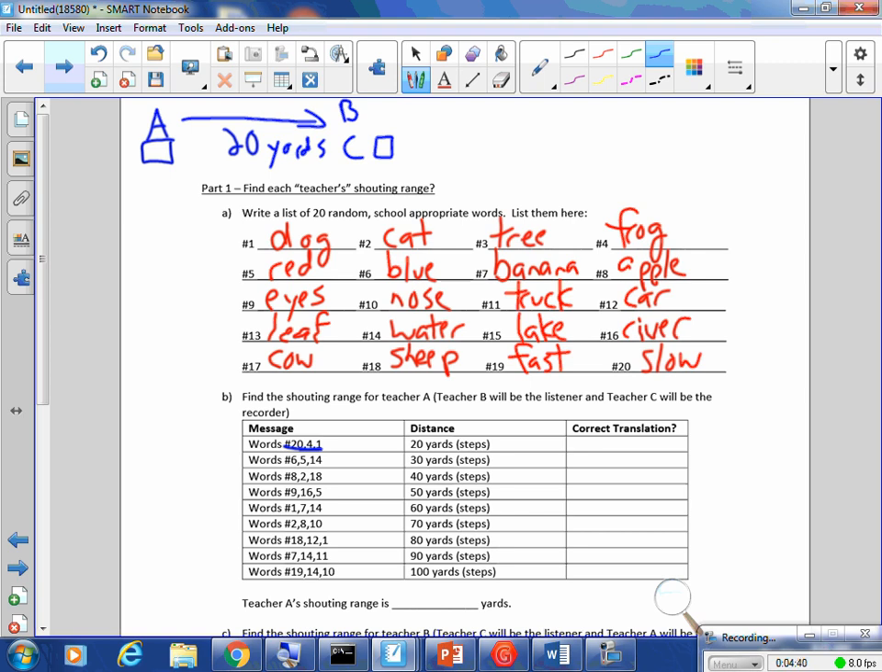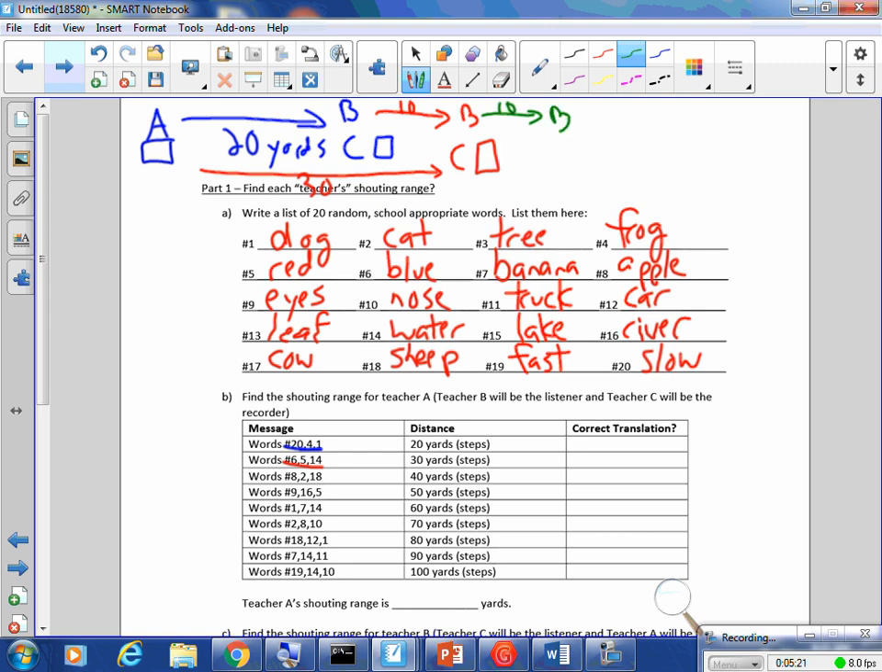And now we're going to take another 10 steps, for a total of 30 yards, and they will repeat the process again. The next set of words looks like 6, 5, 14. So teacher A will yell blue, red, water. And if teacher B says to teacher C, I think he said blue, red, water, then teacher C would say that is correct, and we would take another 10 steps.